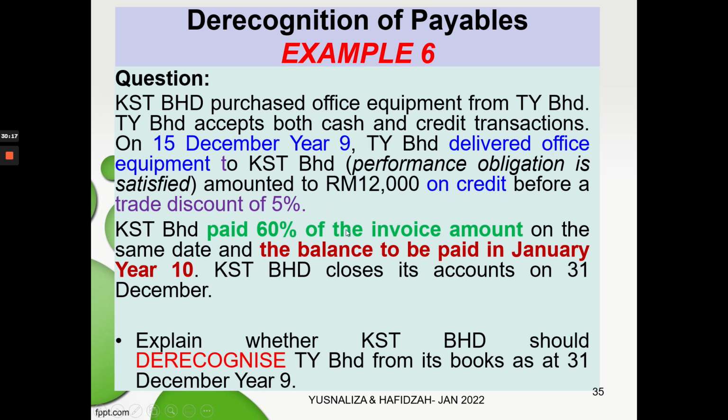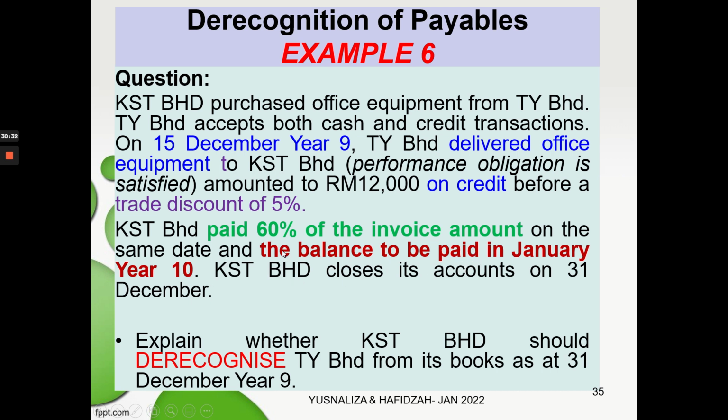So this is before trade discount. So you have to go and incorporate the trade discount. KST paid 60% of the invoice amount on the same date. So 60% were paid cash, 40%, which is the balance, to be paid in January.